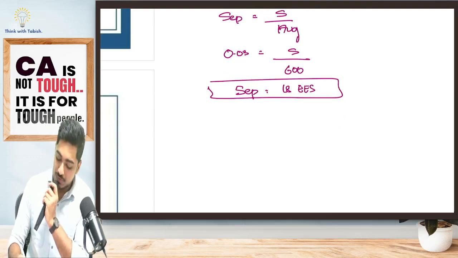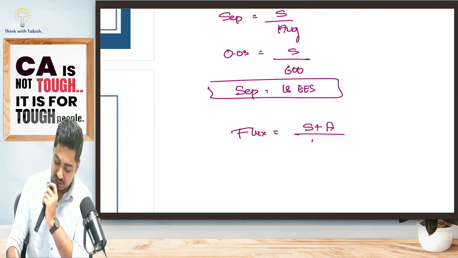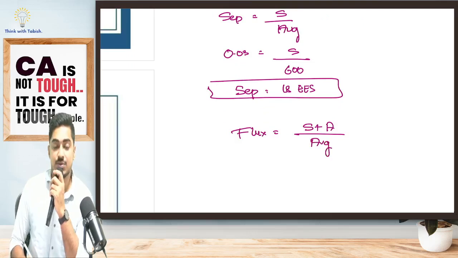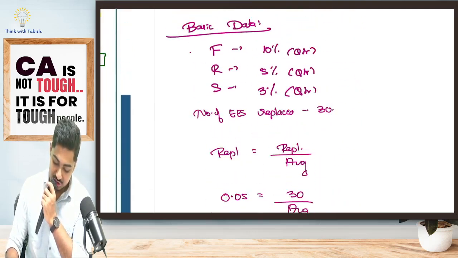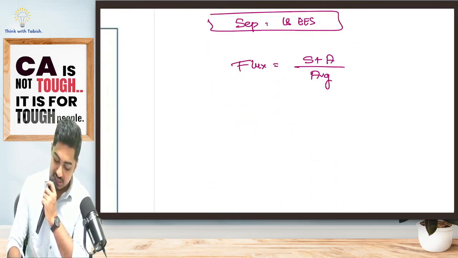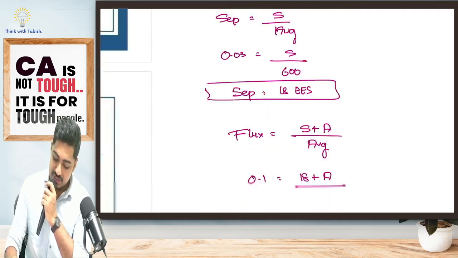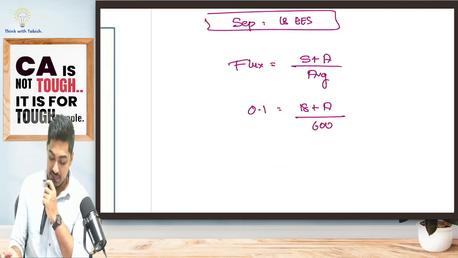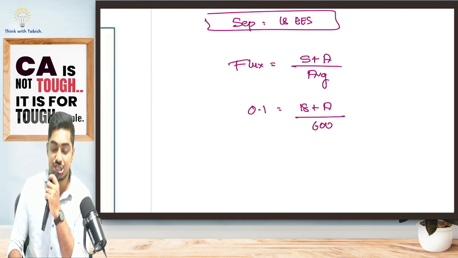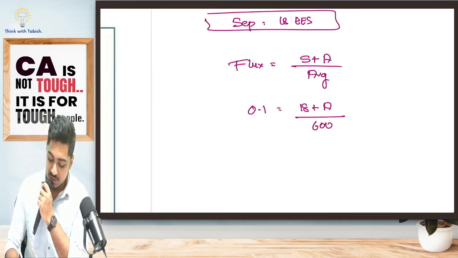Then I want to calculate accession. For that I'll go to flux. Flux method is nothing but separation plus accession divided by average number of employees. Tell me, what is the flux ratio? Flux is 10 percent, which is 0.1. Separation is 18 plus accession, which I don't know, divided by average number of employees, 600. Tell me, 600 into 0.1 is 60, minus 18 is 42. Therefore, accession is equal to 42.